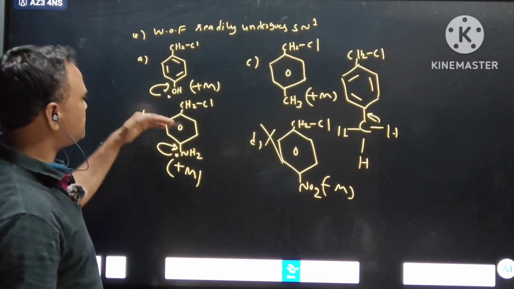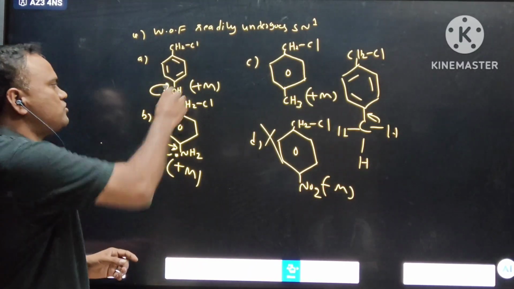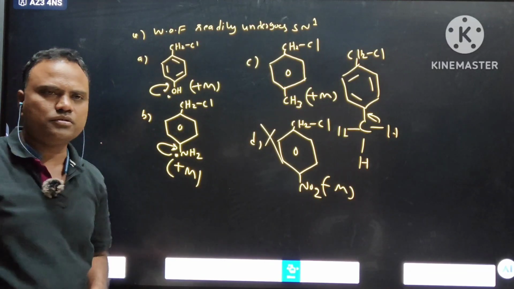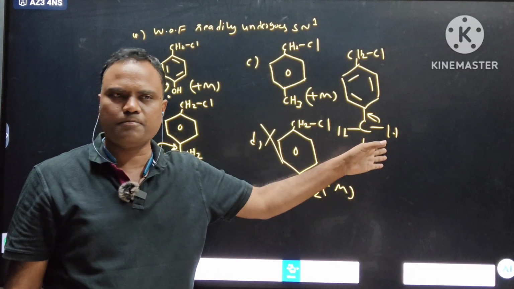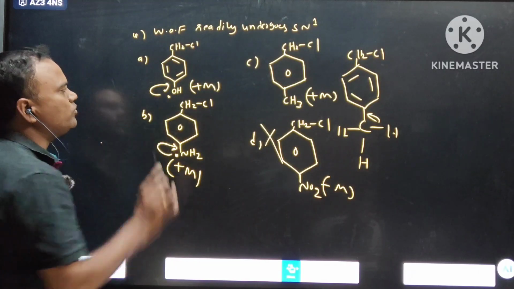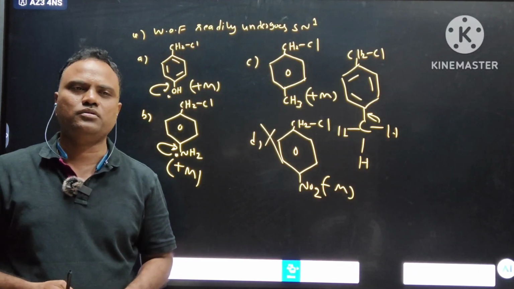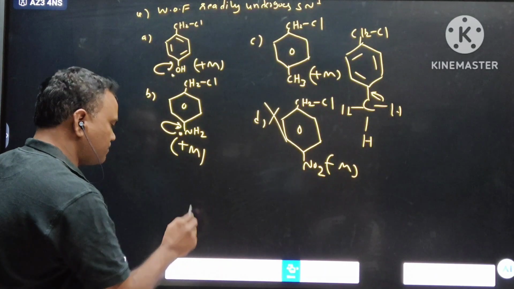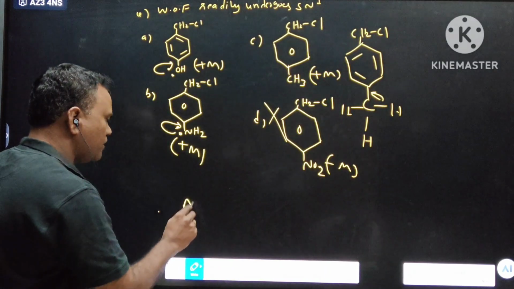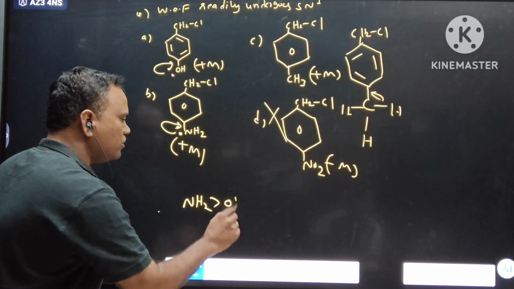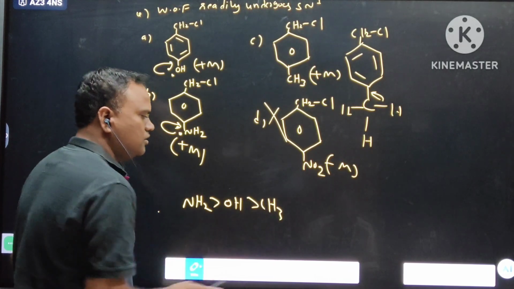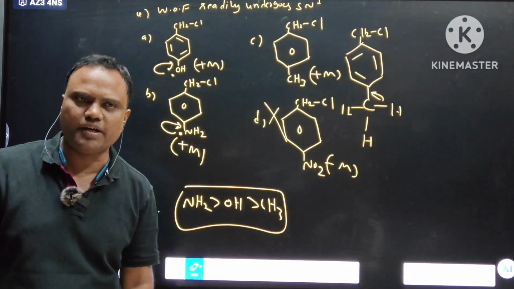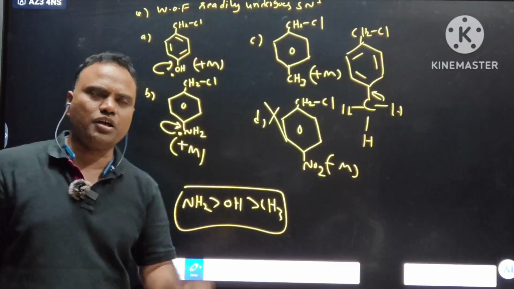Lone pair resonance. In these two cases, lone pair resonance is there, compared to bond pair hyperconjugation. But NH2 and OH, which is a more plus M group? NH2, remember the order, plus M order. NH2 is a better plus M group than OH. OH is a better plus M group than CH3. Nitrogen is less electronegative, its donating capacity is more.